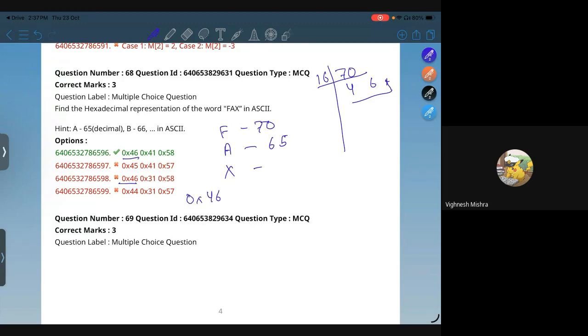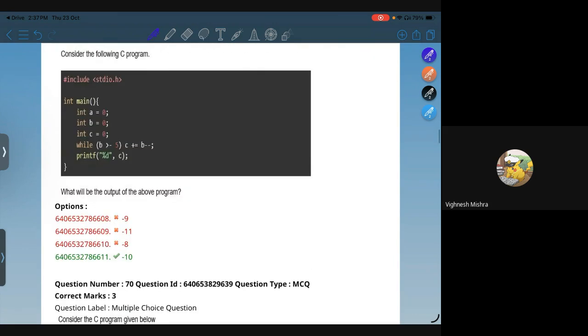So only two options remaining. Now for A, 65 divided by 16 gives 4 and 1 as the remainder. So yes, this is 0x41. Yep, cleared, sir. So there is no need to do the last one, it was the same in both options anyway. Okay, then let's go to the next question.